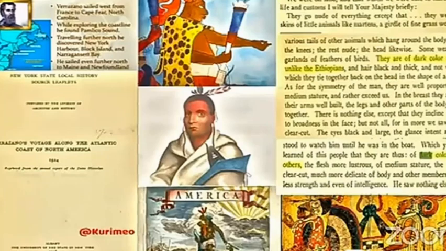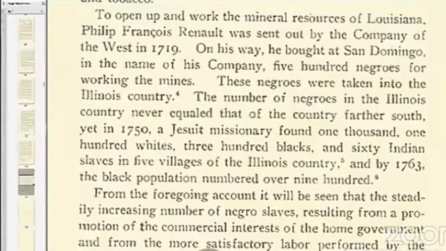So if they had this successful slave trade from Africa, why didn't this guy just go where they normally go and get their slaves? Well, actually, he did. He did go where they normally go to get slaves. And one of the sources was Hispaniola, right, as you see here. Working on these mines, where? In Louisiana. So these were not Africans coming in there. These Negroes were taken into the Illinois country.